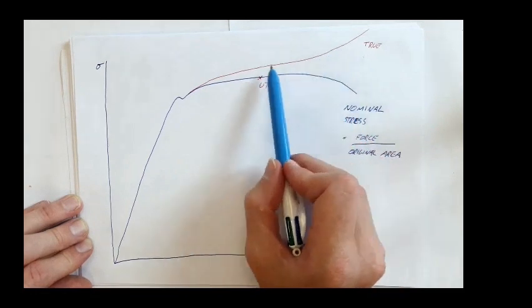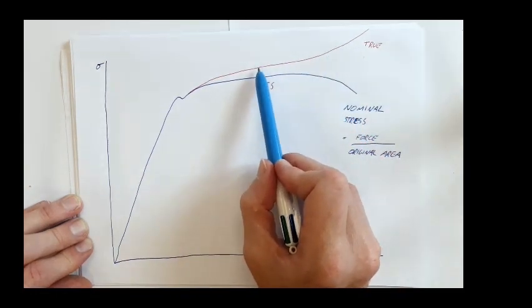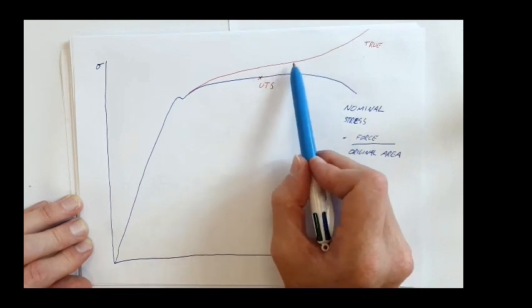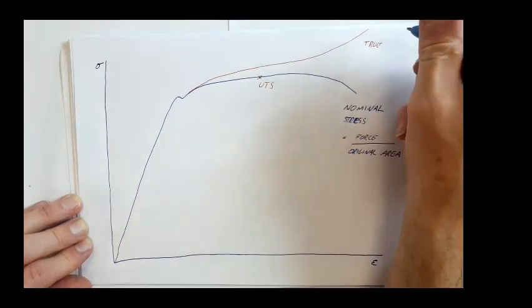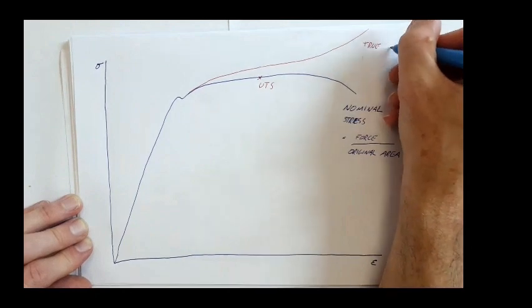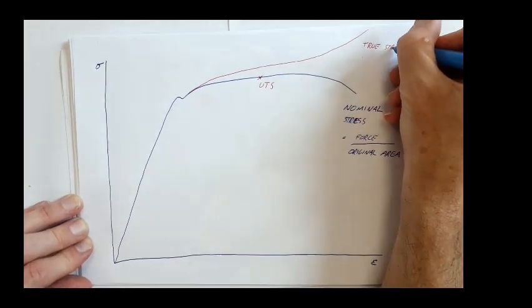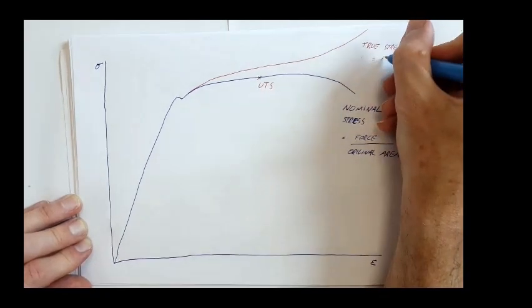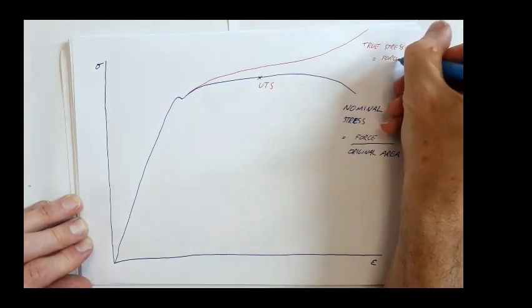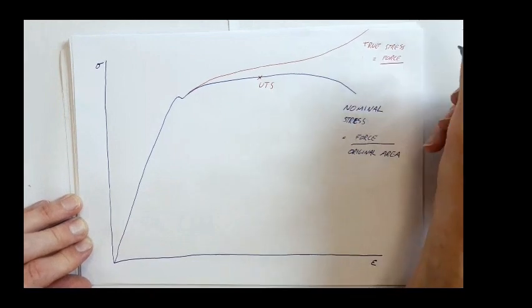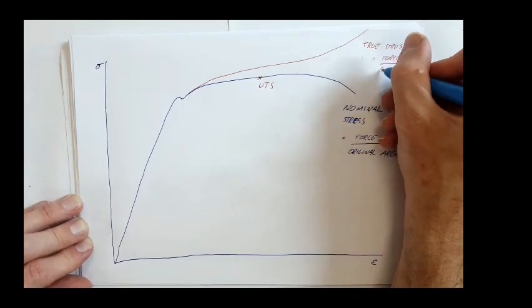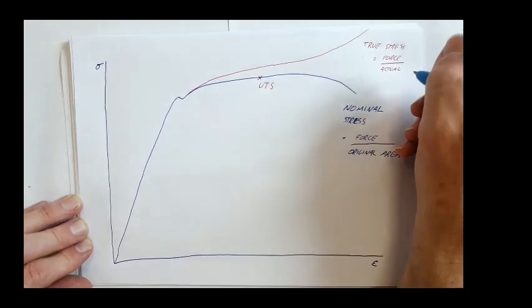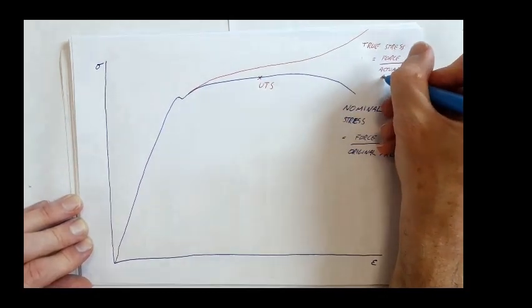Stress is force over area. And actually our force might not be increasing at this point, but our area is reducing. So therefore the stress is increasing. So our true stress equals our force divided by our actual cross-section, not original area.